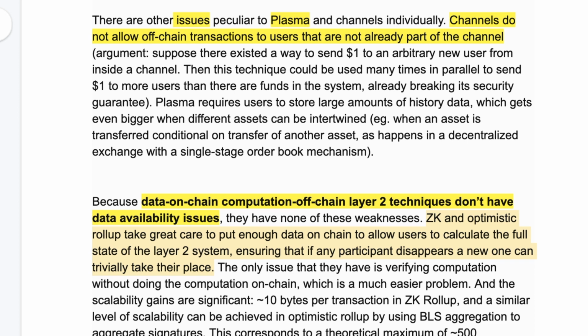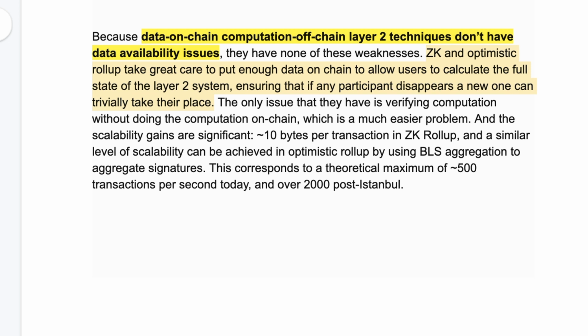So now, because of this, data on-chain computation off-chain layer 2 techniques don't have the data availability issues, and zero knowledge and optimistic rollup make sure to have enough data on chain to calculate the layer 2. So in short, this ensures the replacement of the missing participants.